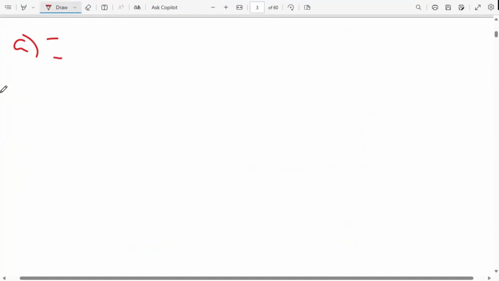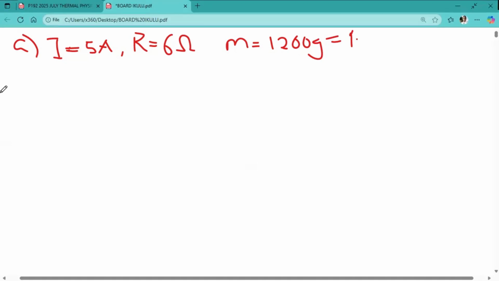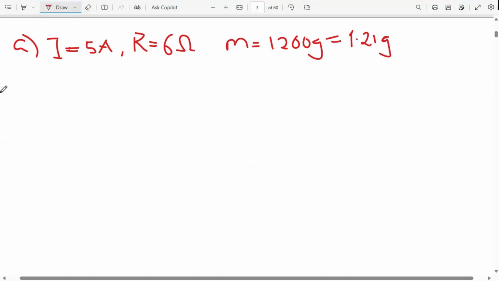And we've been given current of 5 amps. We've been given resistance of 6 ohms. We've been given mass of the oil as 1200 grams, which is directly converting to 1.2 kilograms, and they've also given us a change in temperature, which I'm just going to call delta T of 15 degrees Celsius, like this. Okay, so we're supposed to calculate C, which is the specific heat capacity of the oil. I'll say this is equal to question mark, like that.